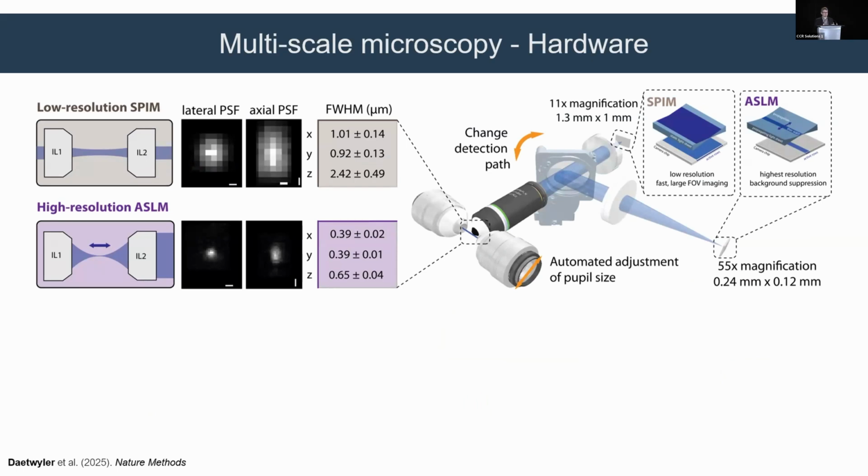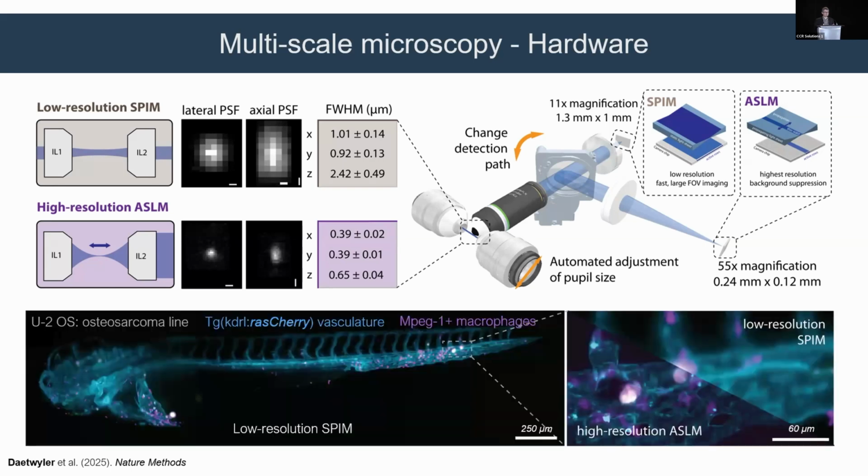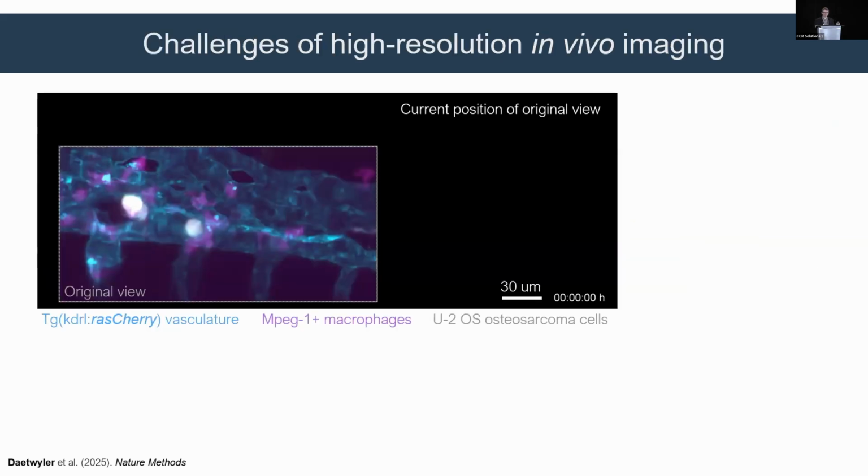And we end up with a low resolution light sheet of around 1 micrometer lateral and 2.4 micrometer axial resolution, and a high resolution modality where we have 400 nanometers lateral and 650 nanometer axial resolution. And you see the improvement in bead samples. But how does this translate to zebrafish? And here you basically see now on the bottom, we can capture the whole organism efficiently with the low resolution SPIM and zoom in into high resolution with the ASLM, and you see the improvement using ASLM compared to the low resolution modality.